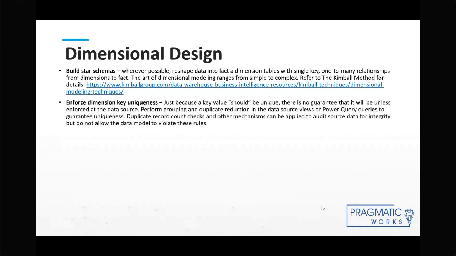Enforce dimension key uniqueness. So when you're designing a data model, in order to build relationships, those relationships are going to be one-to-many generally. There is a many-to-many use case, but it's very, very rare. So on the one side of that relationship, you can go set a property on that column to enforce uniqueness, which will cause an error if there's a duplicate value. You can also force unique values within Power Query. And I recommend that you do that.